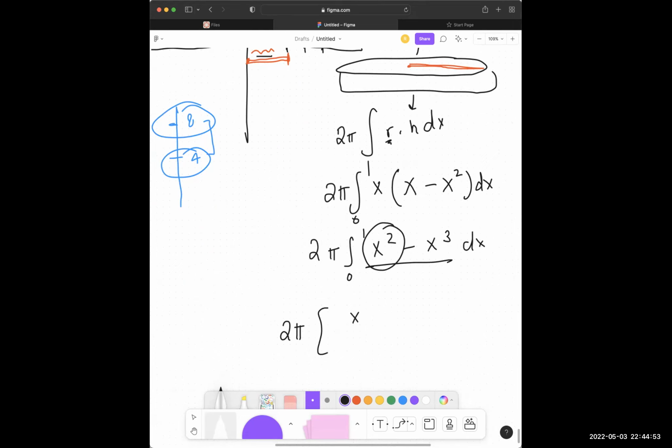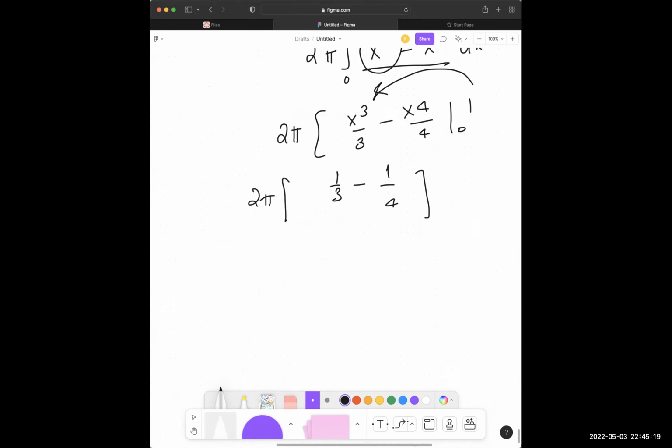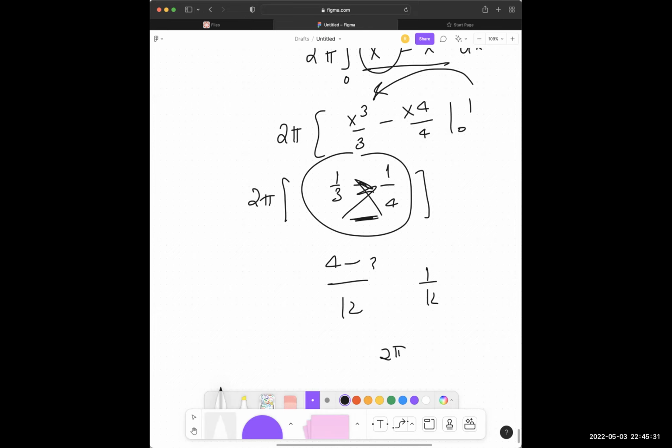So we can say this is 2 pi from 0 to 1 of x cubed over 3 minus x to the fourth over 4. You do this and say, okay, I'm going to plug in the top bound first. That's 1 over 3 minus 1 over 4. Minus the bottom bound. If I plug in 0 here and there, I get 0, so I'm not going to bother with the bottom bound. Then I'm solving this fraction, which is 12 for a common denominator, 4 minus 3, which is 1 over 12. And then 1 over 12 times 2 pi is 2 pi over 12. And that's just pi over 6, right?